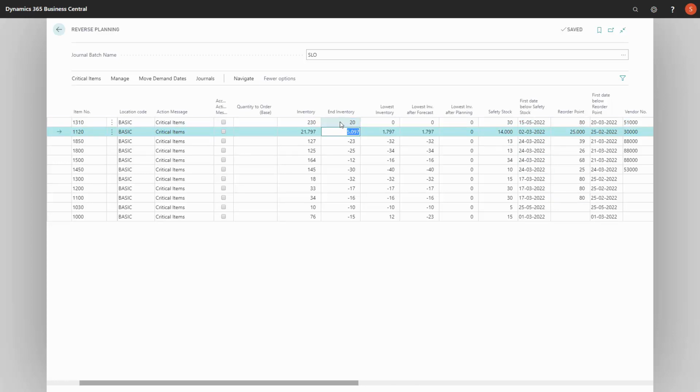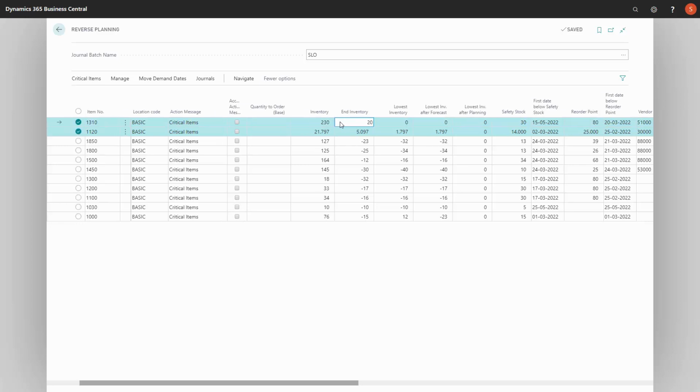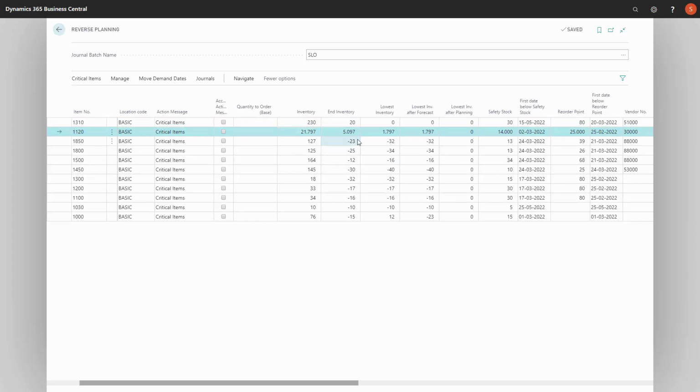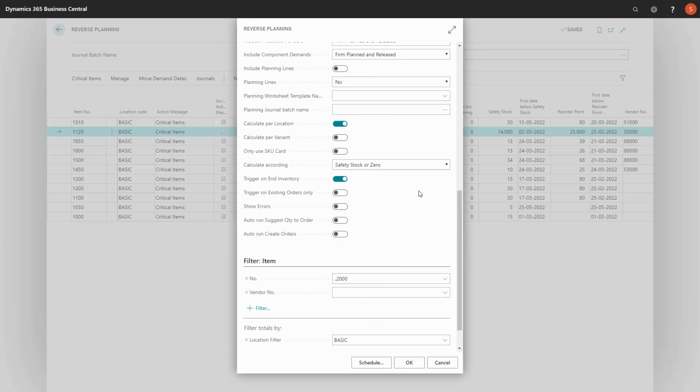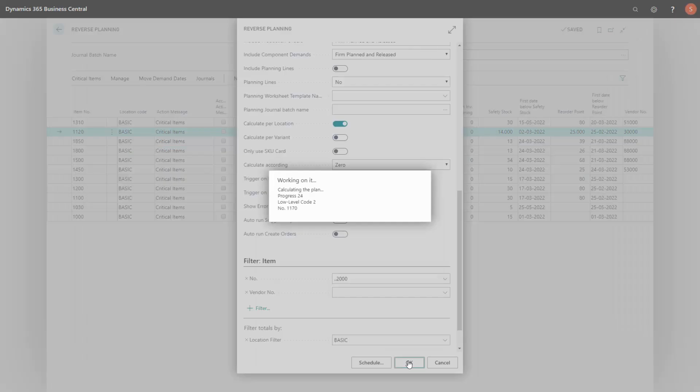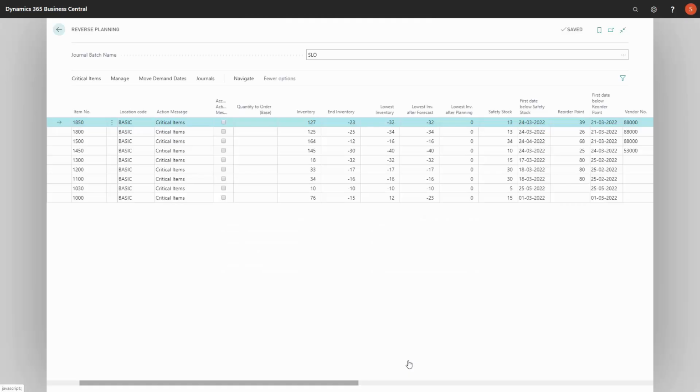So the two first items here have a positive end inventory, but they're both below safety stock and therefore they show up. If I calculate to true 0, I would expect those lines to disappear, but the rest of the lines are all with a negative end inventory, and I would expect all of those to show up again. So calculating on true 0 ignores both safety stock and reorder point and calculates to an actual 0 level.